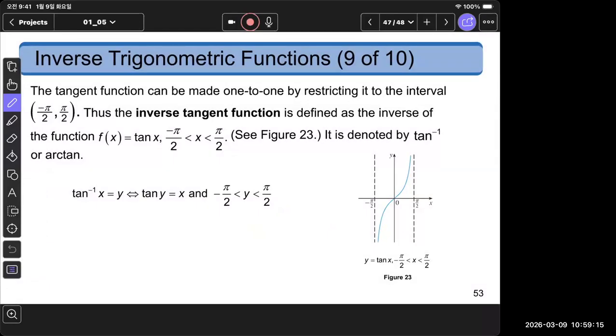So the inverse tangent function can be considered when I restrict the domain of the tangent function from negative half pi to half pi, but not including the endpoints. It is denoted by this notation, or sometimes arctangent. This arctangent is defined in terms of this relation of the tangent function, and of course the value y is restricted between minus half pi and half pi.